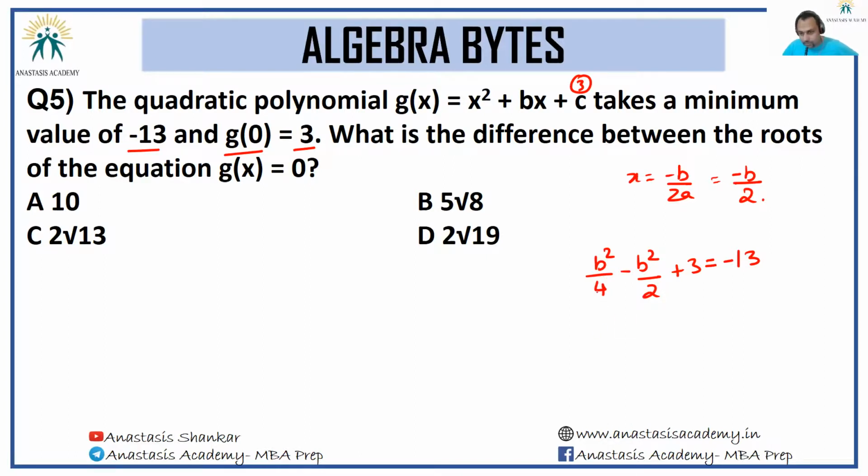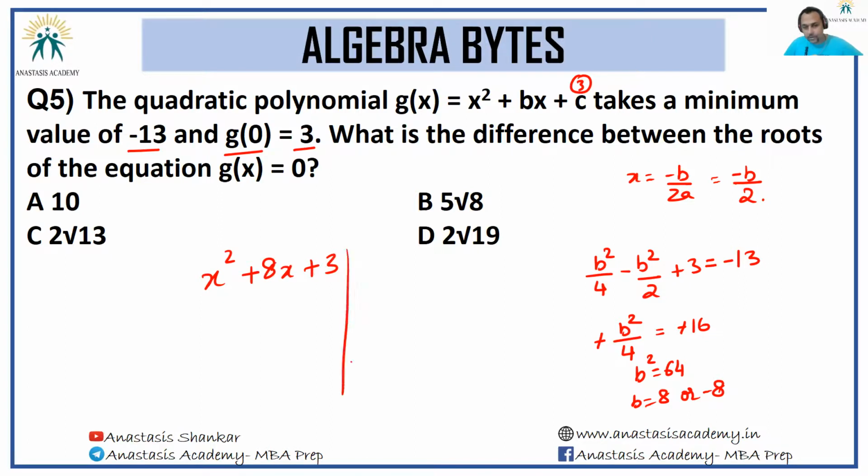So let's see. I get b square by 4 minus b square by 2 is equal to minus 16. So b square is equal to 64. B should be equal to 8 or minus 8. B can be one of those two values, not a problem. So my final expression is either x square plus 8x plus 3, or the other expression is x square minus 8x plus 3. Let us simply identify the roots here.